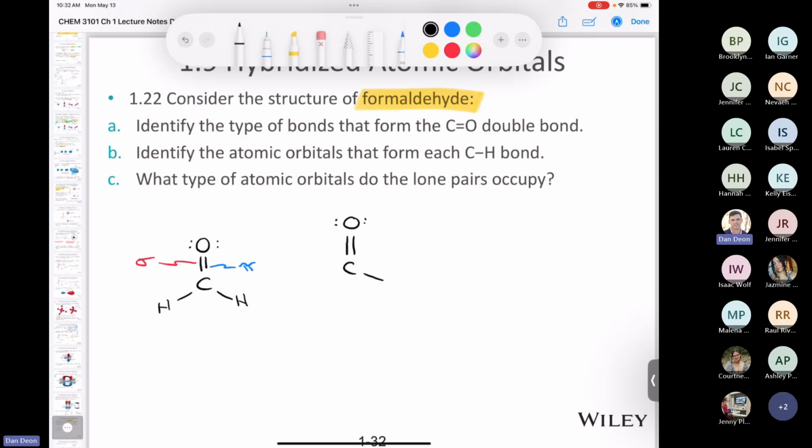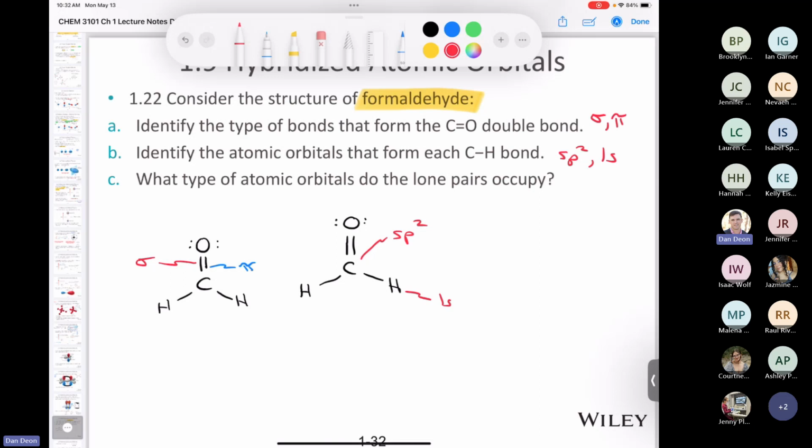So if I redraw it like this, we know that the steric number of the carbon is 3. Therefore, the carbon is sp2 hybridized. The hydrogen never undergoes hybridization. It just has the 1s orbital. So what type of atomic orbitals form those carbon-hydrogen bonds? Well, it's an sp2 orbital and a 1s. So we'll put here an sp2 and a 1s. We already answered this one, so it's a sigma and a pi.